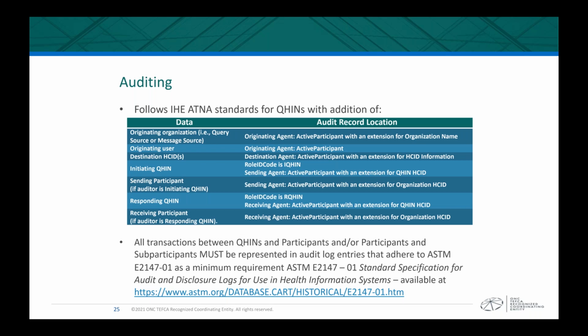As such, it will be up to a QHIN to decide who has access, but audit logs tend to be completely secure and private and require more than one step to get to, usually several steps and authorizations to access an audit log. So I think that's the big one.